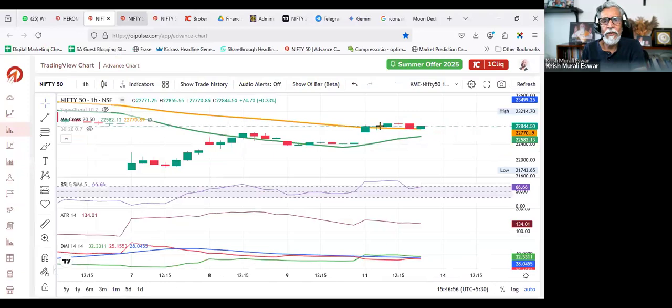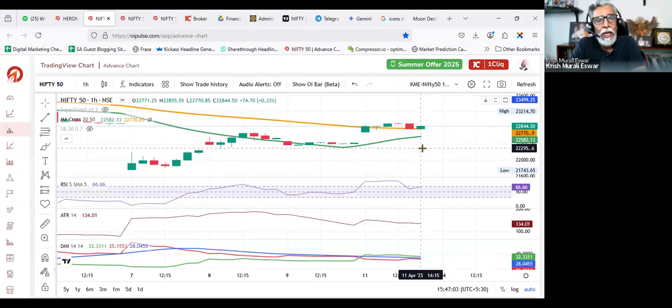But on the 1 hour chart, if you really see here, the 20 period moving average is below the 50 period moving average. Not a good sign. We don't want that to be like that. We want the 20 period moving average to cross over the 50 period moving average. That will be a golden crossover for us, but that's not happening.